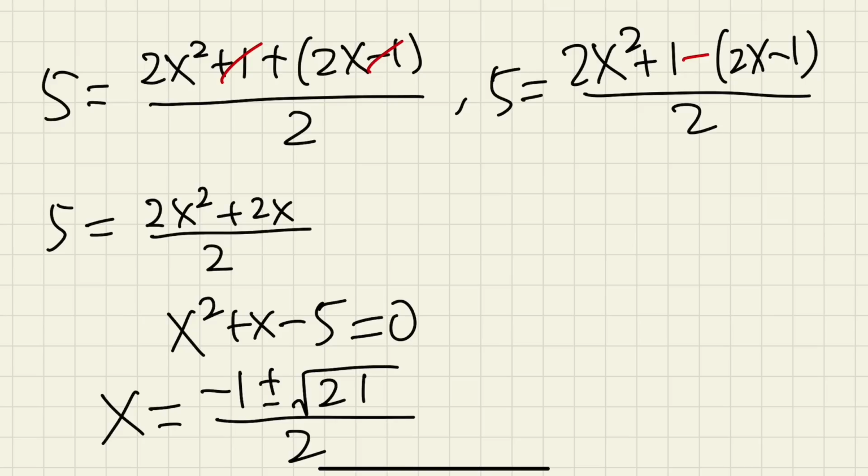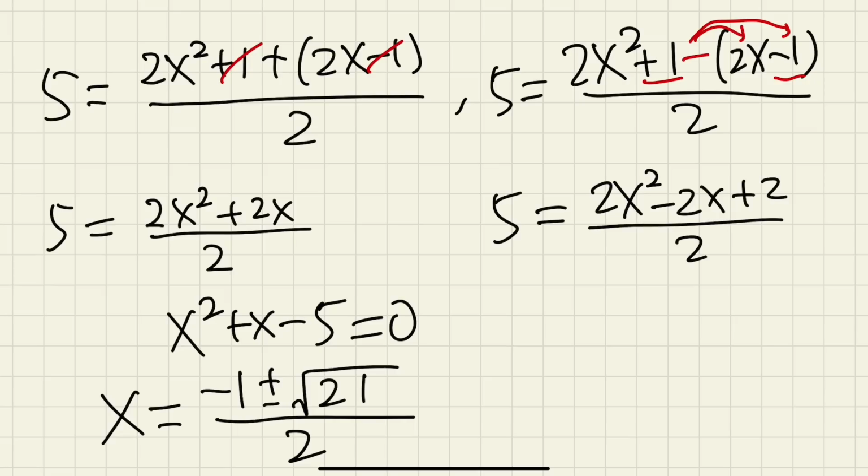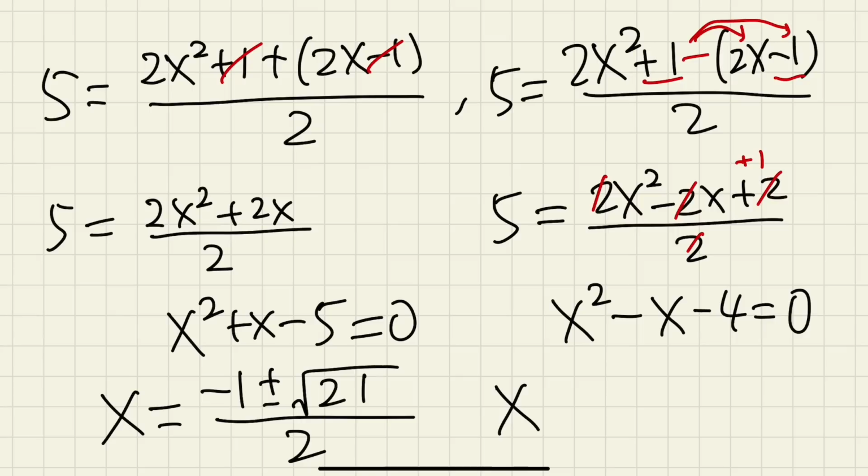Here though, we will have 5 equals 2x squared minus 2x, and then this is technically a plus 2, and then all over 2. And then once again, reduce all the 2's. So this is a plus 1. And then subtract 5 to both sides. We are looking at x squared minus x minus 4 is equal to 0. By using the quadratic formula, we get x equals 1 plus or minus square root of 17 all over 2. Are we done? Well, not quite.